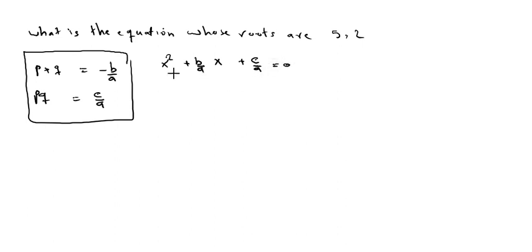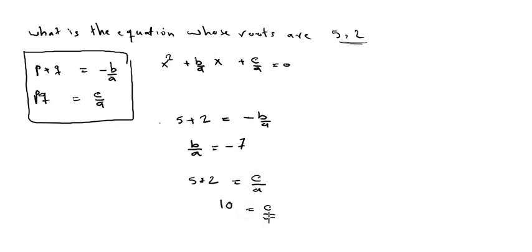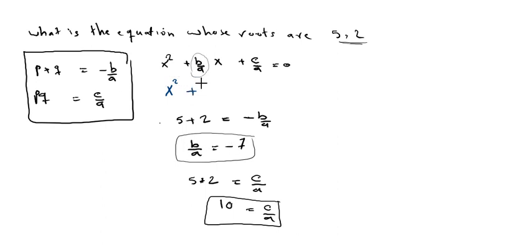We need to find two terms from the formula. The sum of roots, 5 plus 2, equals minus b over a, so b over a equals minus 7. And the product, 5 multiplied by 2, equals the constant term c over a, which equals 10. So c over a equals 10 and the middle term equals minus 7. Now let's put them in the formula and we get the equation: x squared minus 7x plus 10 equals 0.